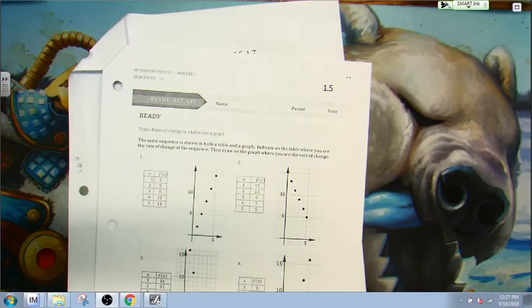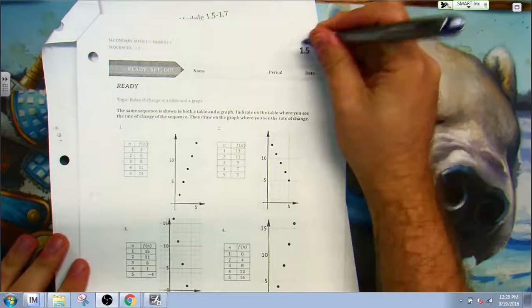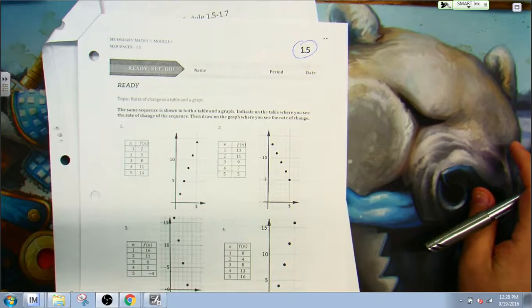Okay, good afternoon, everybody. We're going to be doing section 1.5 here. New week, new packet. So let's go ahead and dive right into it.